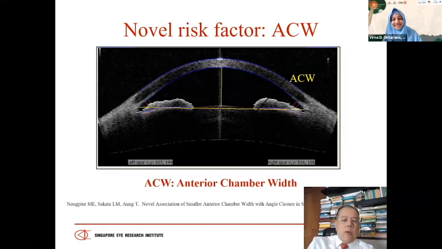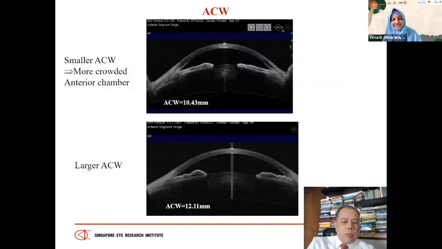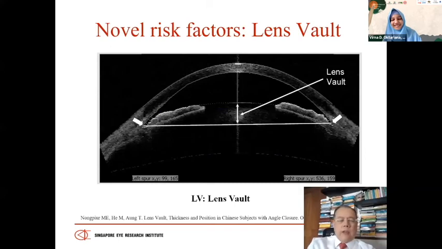We also found that anterior chamber width is a risk factor for angle closure. So not only the depth, but also the width. Basically, eyes which are smaller in cross-sectional diameter will also have a more crowded anterior chamber and be at higher risk for angle closure. Finally, we found a very important risk factor called the lens vault.